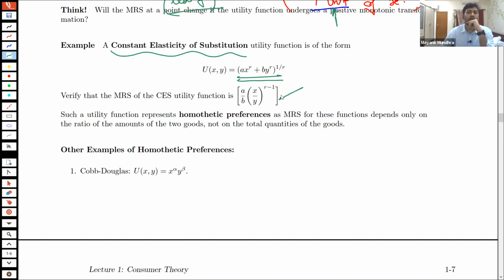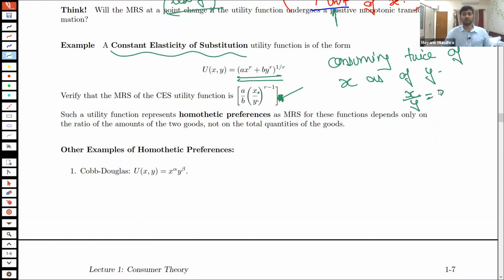So the important thing here to note from an economic standpoint is that the MRS can be found out if you have the x by y ratio. Suppose I give you the information that the consumer is consuming twice of x as of y. Whatever amount of y the consumer is consuming, x is double that. That is the information I'm giving you. So what this means is that x by y is equal to 2.